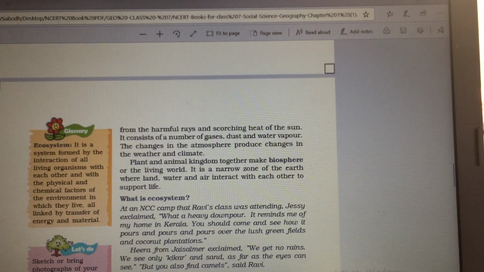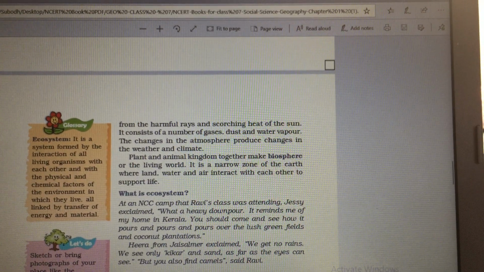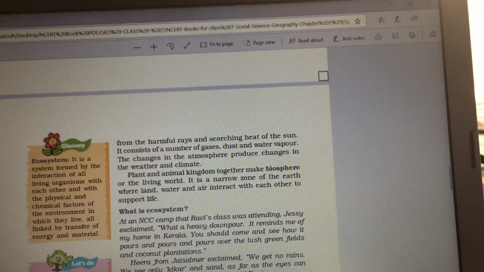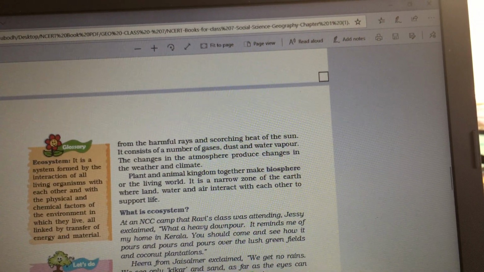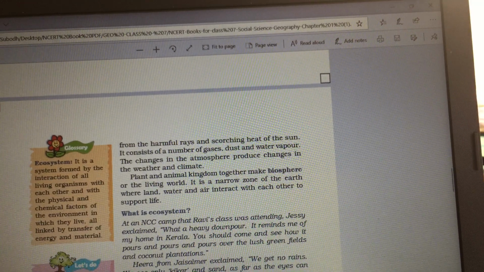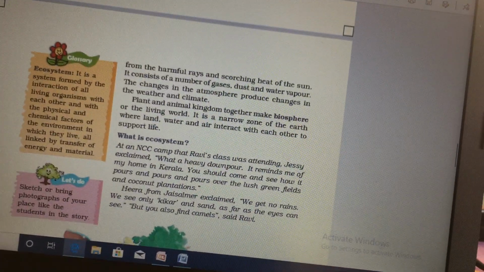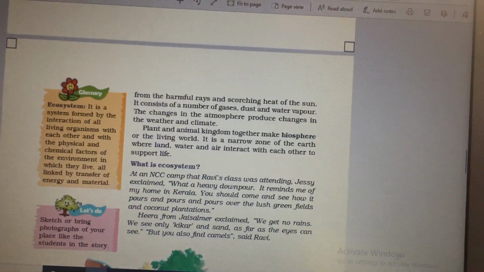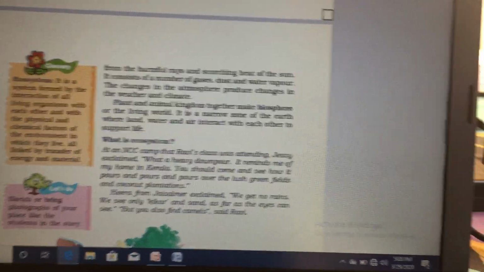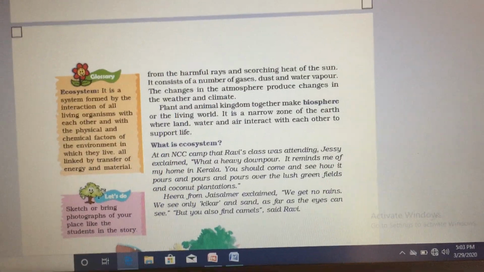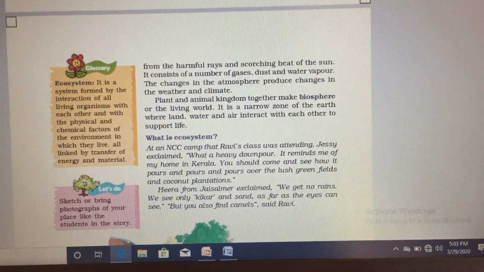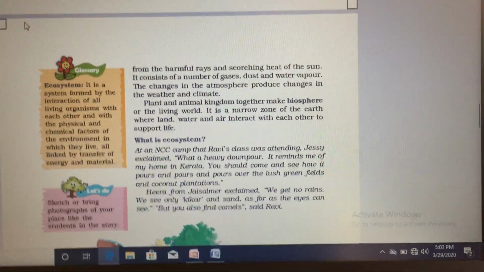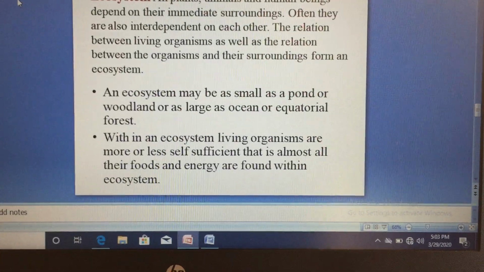And then Hira, one boy from Jaisalmer, says, "We do not get any rains, we get only kikar and sand." So children get a bit curious. Why in one place you have rain and in another place you do not have rains, right? Why is it so? The teacher explained it is because of the existence of different ecosystems.